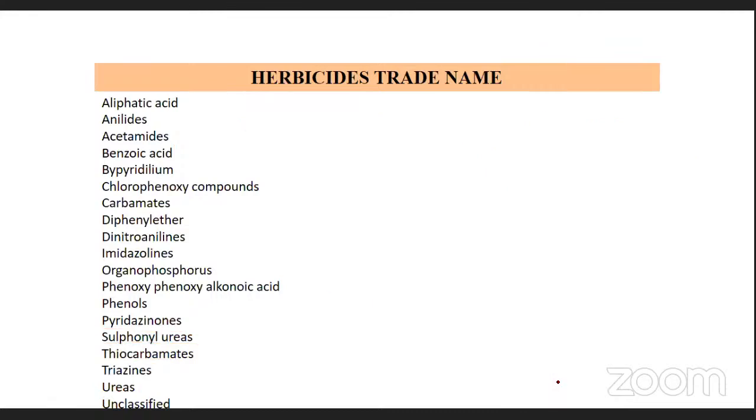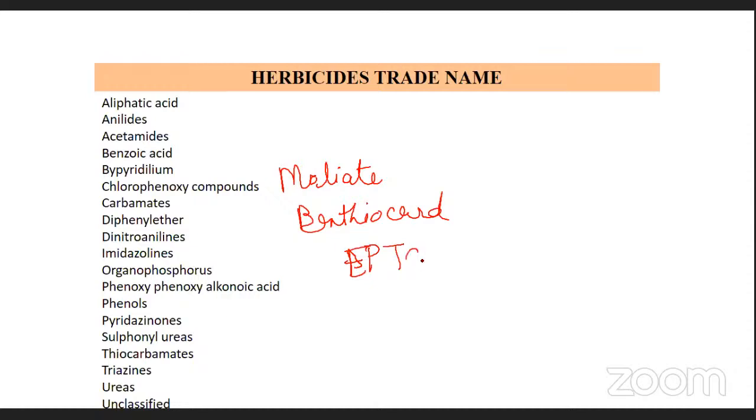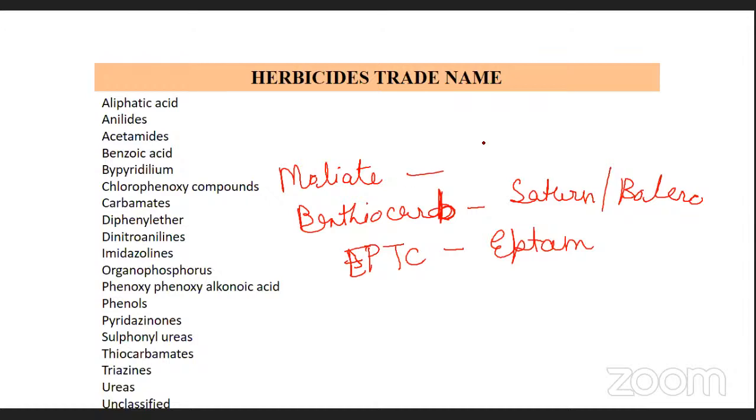Then in thiocarbamates, the first example is molinate, and also we are having benthiocarb and EPTC. This EPTC trade name is Eptam. Benthiocarb trade name is Saturn or Bolero. Then molinate, the trade name is Ordram.